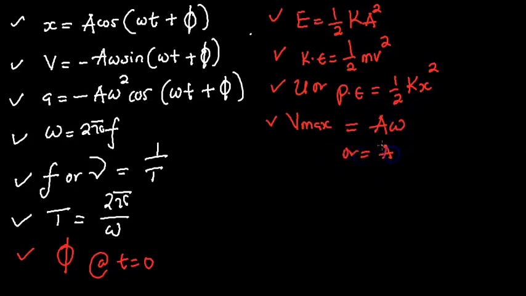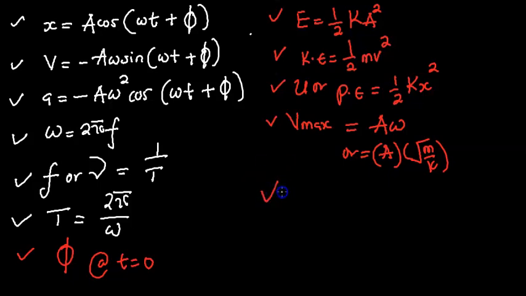Or our amplitude is going to multiply by the square root of what? M divided by K. This formula gives the maximum velocity reached by the object during simple harmonic motion, where A is the amplitude and omega is the angular frequency.